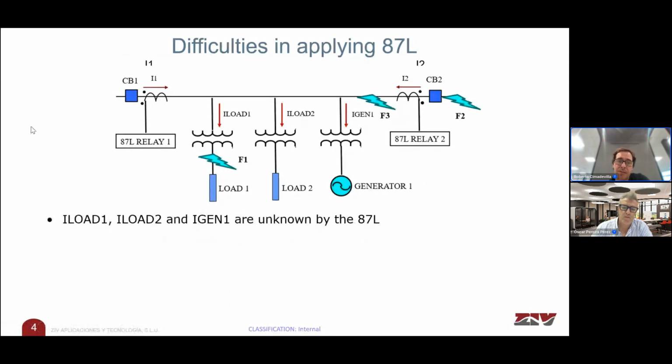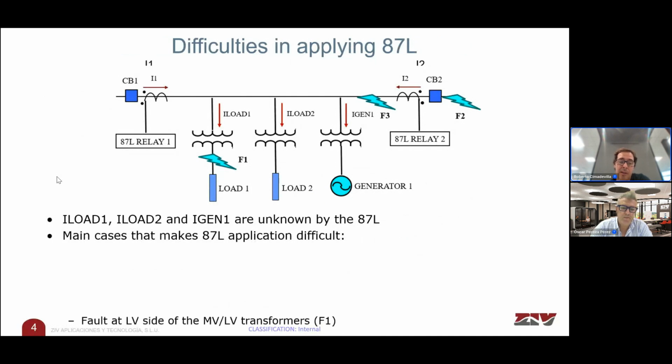First of all, because the line differential will just measure the currents at both ends of the line and will not measure the current in the loads or in the generators. So this creates a false differential current. And the main cases that make line differential protection application difficult are the following.